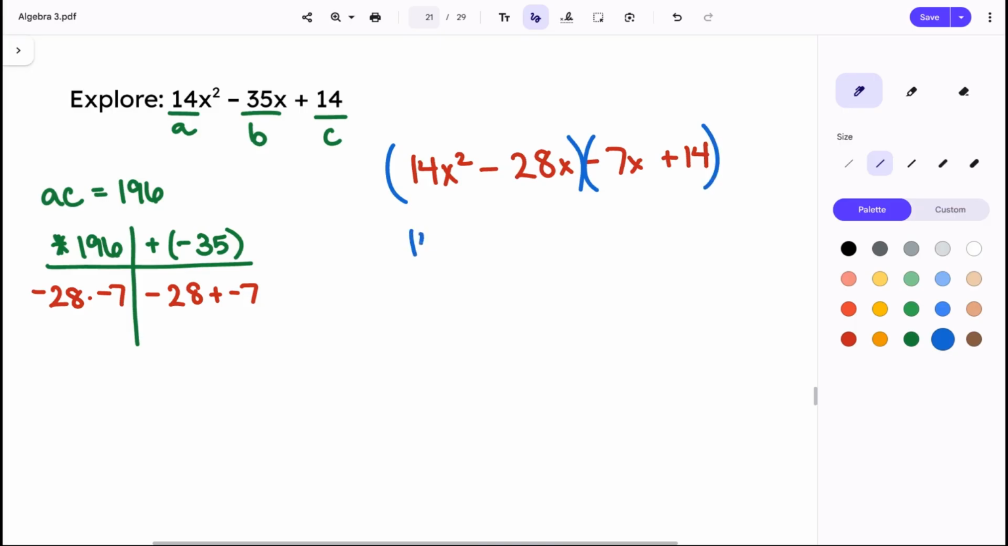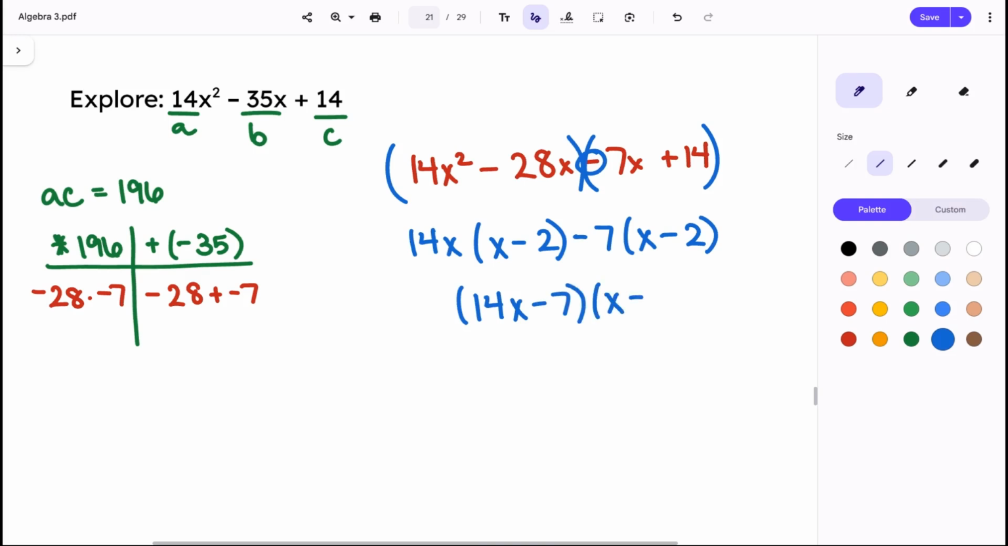I'm going to take out a 14x from the first set, which would leave me with x minus 2. And then I'm going to take out the -7. Remember we said anytime there's a negative sign there, you're probably going to take it out. So I'm going to take out -7, and I get x minus 2. So then I would write that as 14x minus 7 and x minus 2.